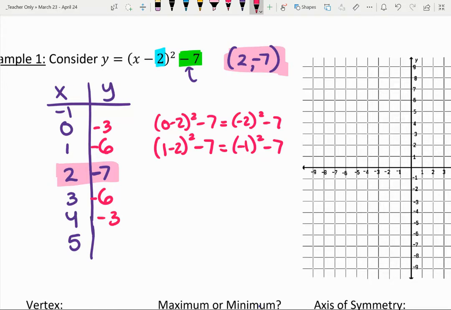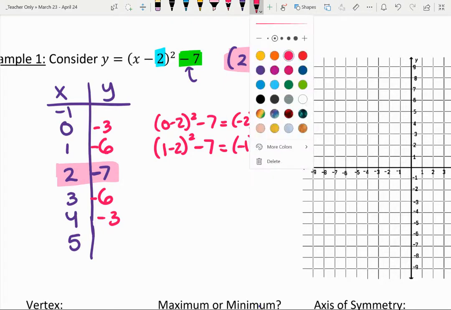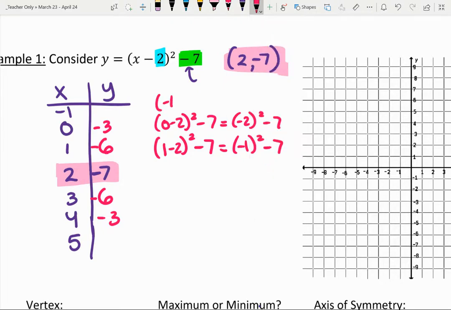All right, so if you were sitting there wondering, when is she going to go back and fix that? Mistakes happen, you know that. We're okay. So thanks for being patient with me. And then let's do negative 1, minus 2 squared. Just finish this one up just in case, minus 7. So this will be 9 minus 7, or 2.